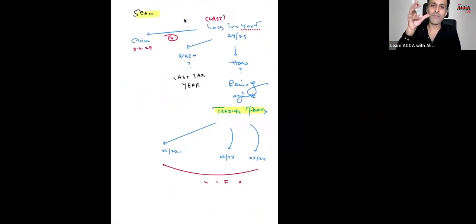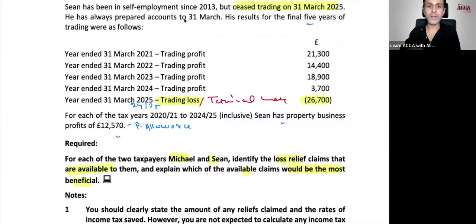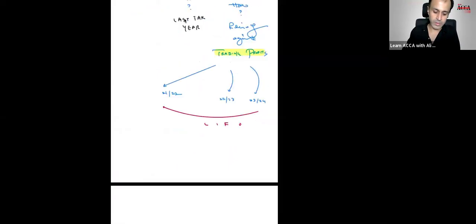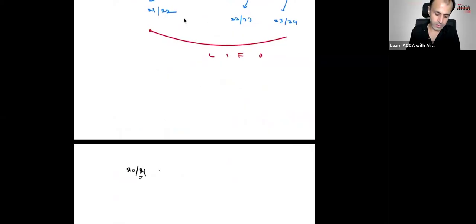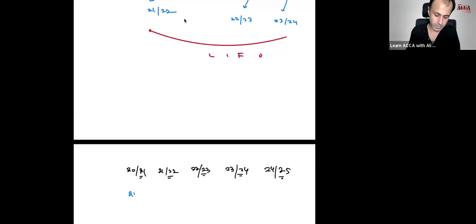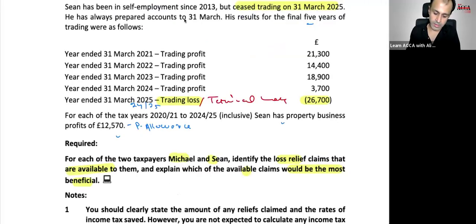Check the way these questions have been chosen to complete all of the revision in regards to the loss. Now I can apply the discussion to this question. 5 columns do I have to prepare, starting with the very first column, which is 21, 22, 22, 23, 23, 24, and 24, 25. Now paste in the data. The profits given are 21300, 14400, 18900, 3700 and a figure of the loss, which is 26700.